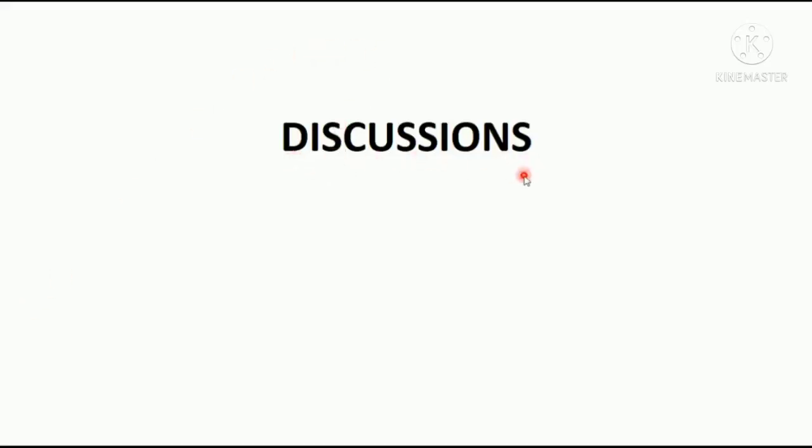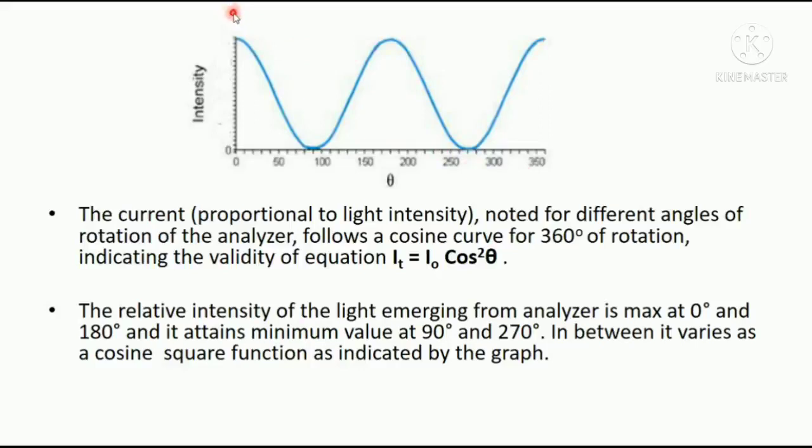With the help of the observations, we have plotted a graph of intensity versus theta, and we see that it gives maximum intensity at 0 degrees and minimum at 90 degrees. It again increases when the pass axes are parallel to each other at 180 degrees, and then further decreases, and at 270 degrees again gives a minimum. So in one complete 360-degree rotation, it follows a curve I_T equals I naught cos squared theta.